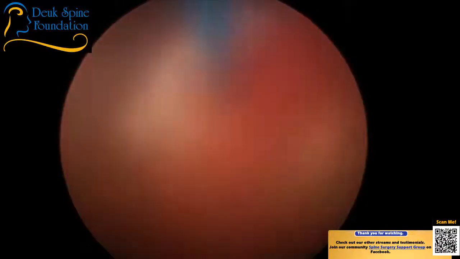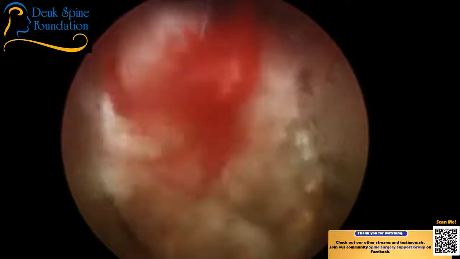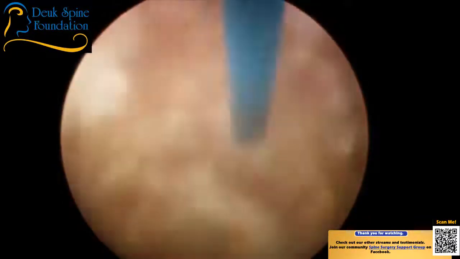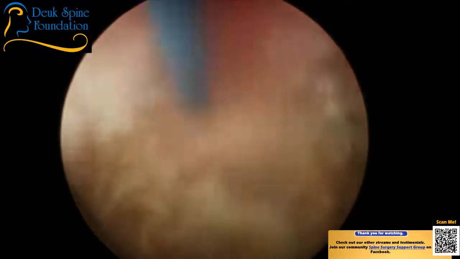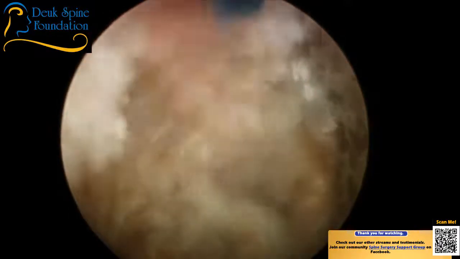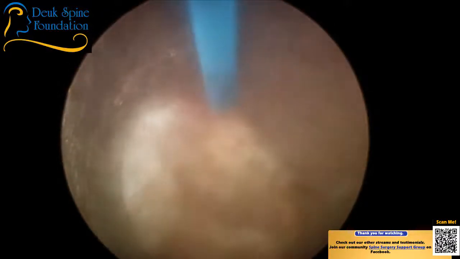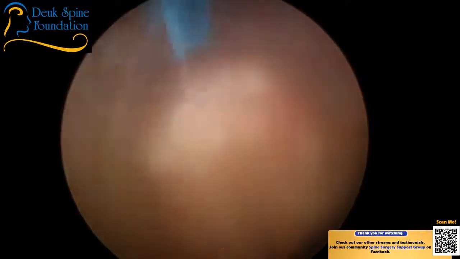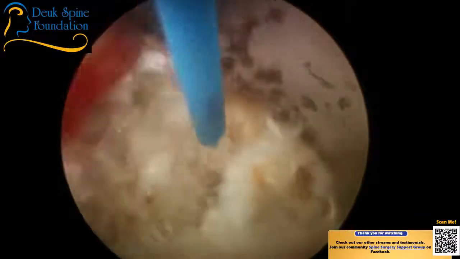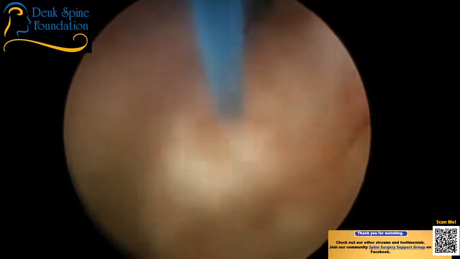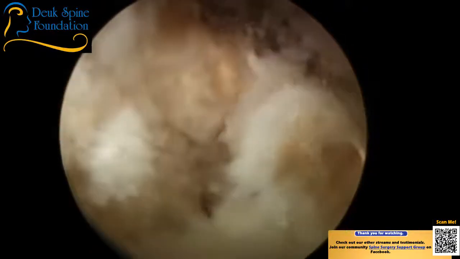The inflammation is a result of the tear and the nucleus pulposus that's stuck inside the tear, and the tear is trying to heal but it can't because the nucleus pulposus is there. It's kind of like having a splinter in your finger. Your finger is trying to heal but it can't because there's a foreign body, a splinter there, a piece of wood or metal.